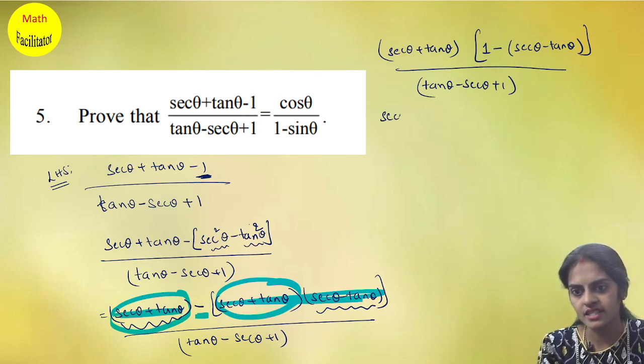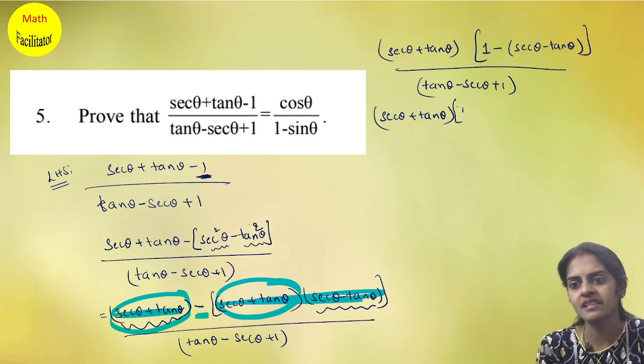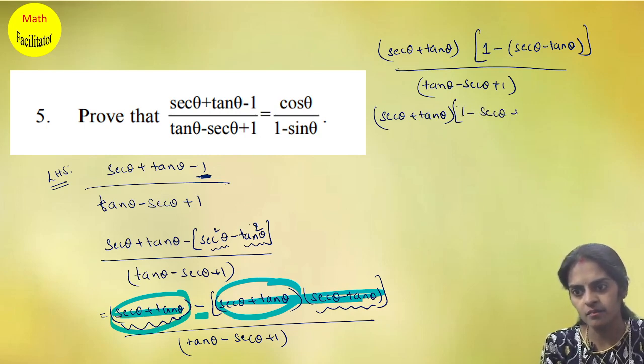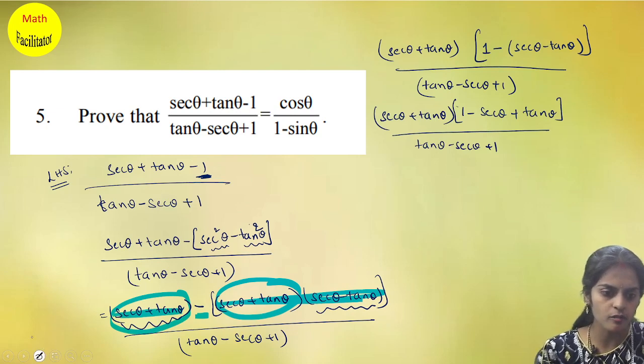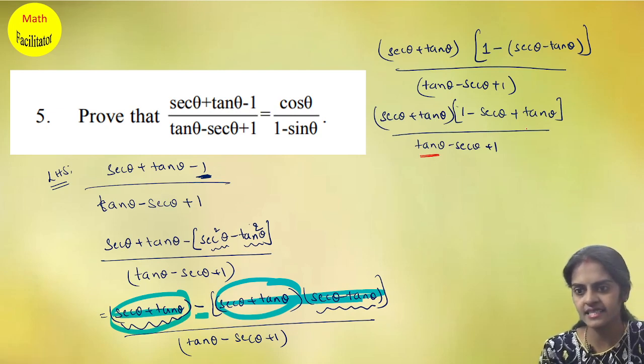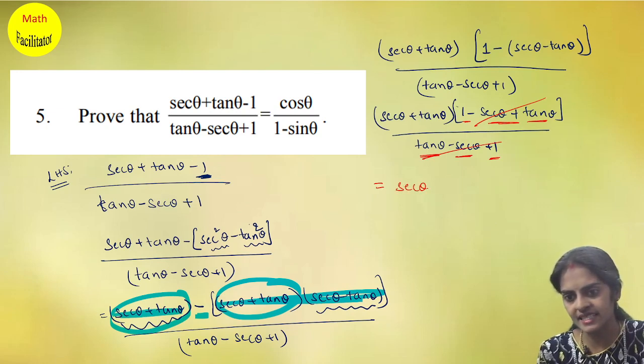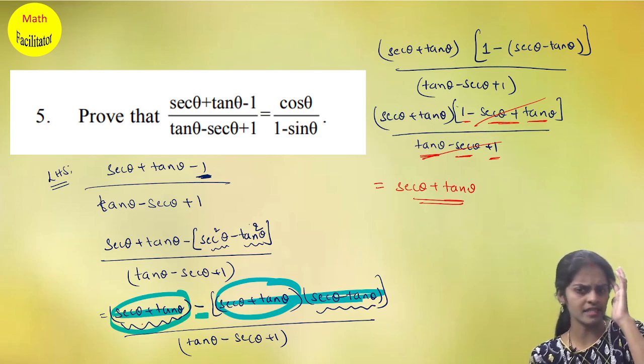So see here again, secant theta plus tan theta. Let me simplify the numerator. It is 1 minus secant theta plus tan theta. Minus was common, isn't it? Divided by tan theta minus secant theta plus 1. If you just observe the numerator and denominator, tan theta is there, minus secant theta, plus 1. These terms are the same, so you can cancel them out. What is remaining is secant theta plus tan theta. What you have finally is secant theta plus tan theta.